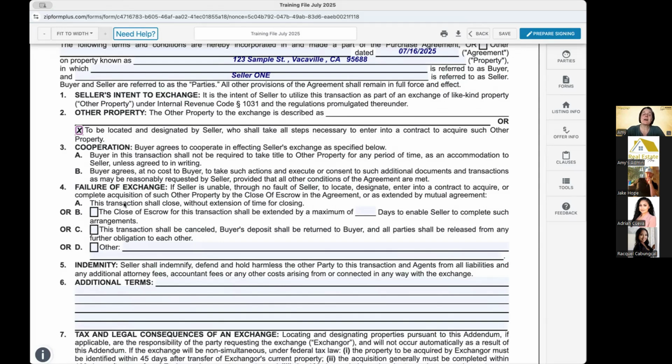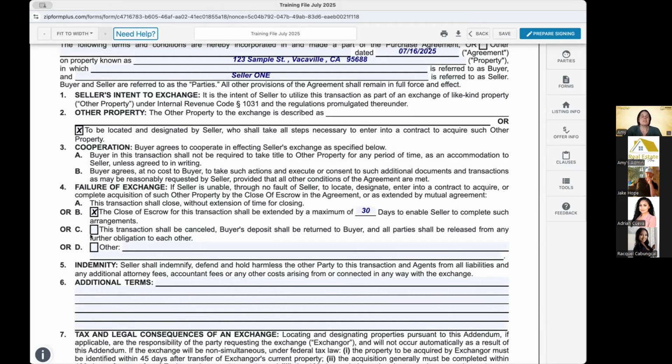Okay, but the other options are, so A is the transaction closes without extension. B is the close of escrow for this transaction is extended for a maximum of blank days to enable seller to complete such arrangements. So we might say, hey, we might end up with a default of, hey, extended by a maximum of 30 days. That way, if the seller needs more time, because once we close escrow on the property they're selling, the sellers have a very tight time frame in which to get into contract on the property or to identify and designate a property that they're going to purchase as the exchange property. So the seller may want more time to do that.